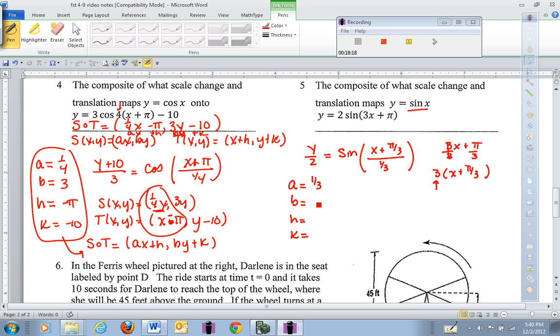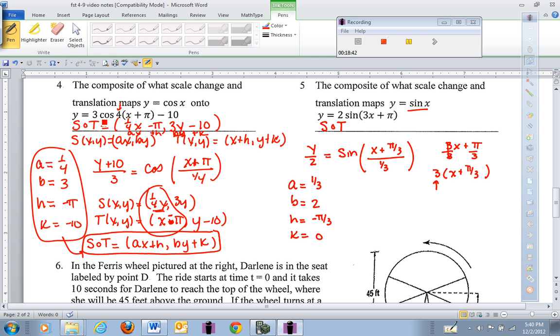B is 2. H is the opposite of what you think it's going to be. It's in the grouping symbol, so it's minus pi over 3. And there is no k value, so we'll just put 0 for that. Alright? So when you put your scale change and translation together in this, S following T.